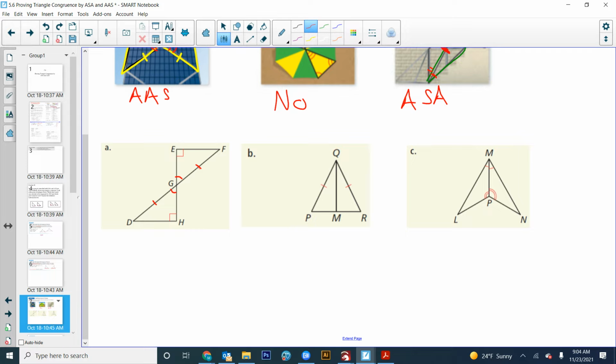Well, I see reflexive. They're a linear pair. So does that mean they're congruent? Yes. Yeah, it could be 120 and 60. It could be 90 and 90, but we don't know that. Is MQ an angle bisector? We don't know. Not enough information.